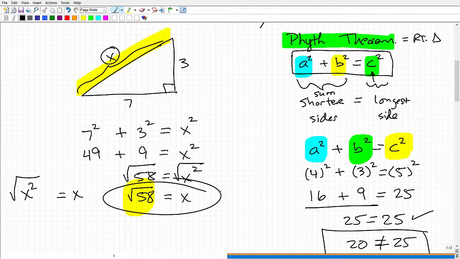So if you got this far, if you understand this much, you already have increased your knowledge tremendously. Definitely need to know this. There's a lot of problems that involve the Pythagorean theorem.